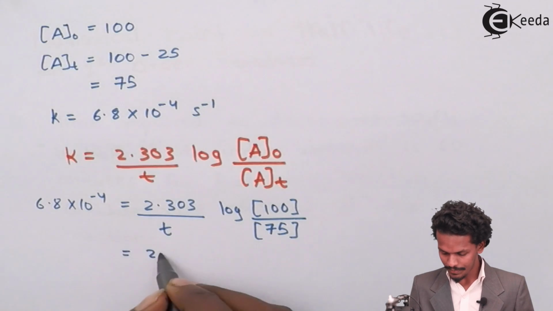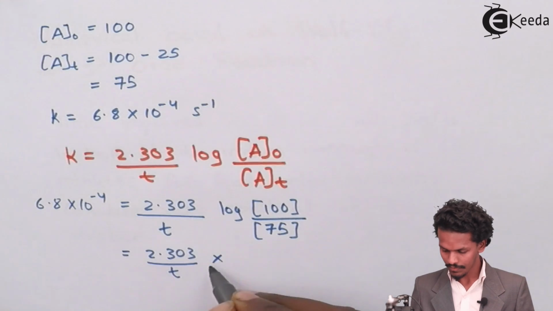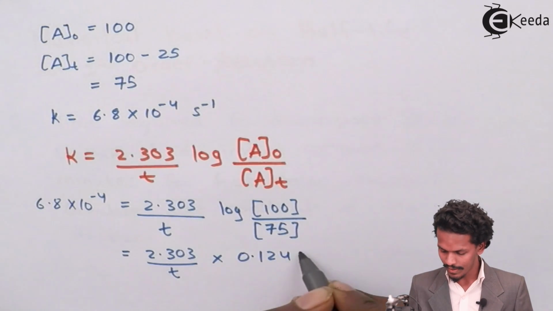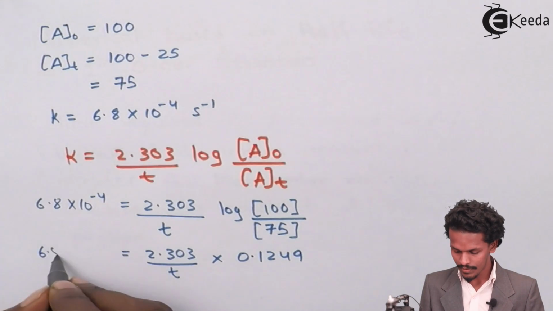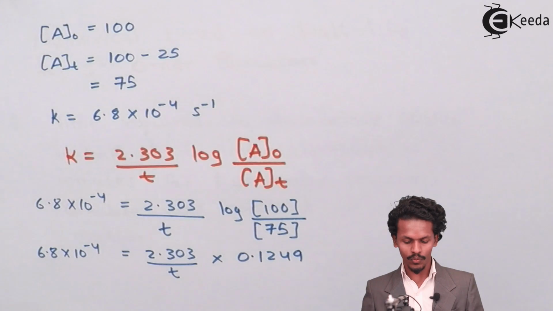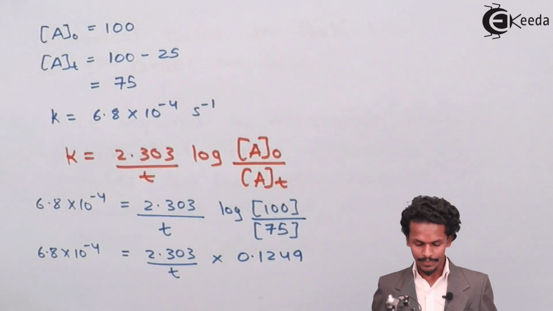Which is nothing but 0.1249, and the value of k is 6.8 into 10 raised to minus 4. So what we are going to do is find out the value of time.